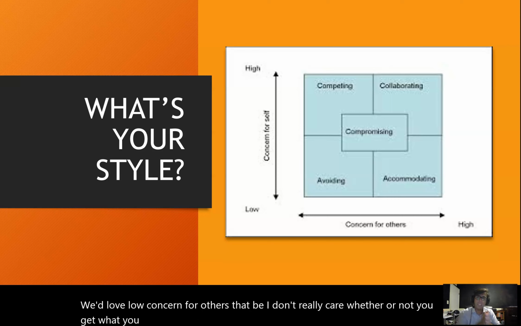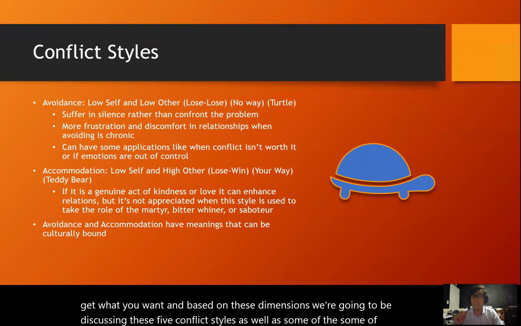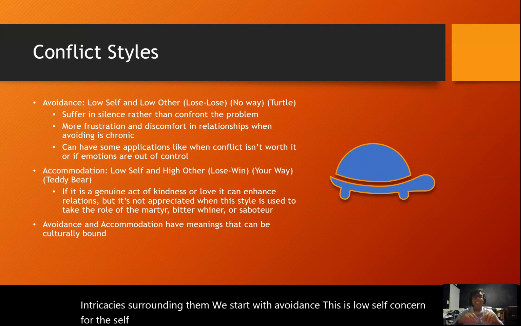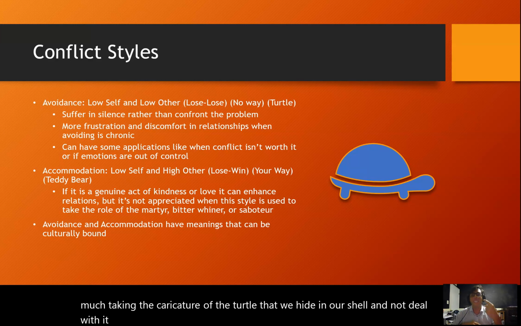And based on these dimensions, we're going to be discussing these 5 conflict styles as well as some of the intricacies surrounding them. We start with avoidance. This is low concern for the self, low concern for the other. This is a lose-lose scenario, and it's very much taking the caricature of the turtle that we hide in our shell and not deal with it. That we would rather suffer in silence rather than confront the problem in its entirety.